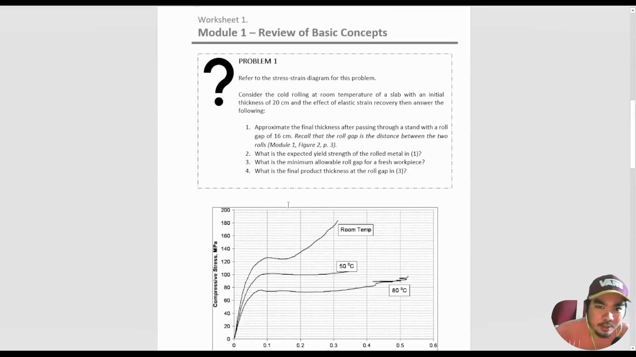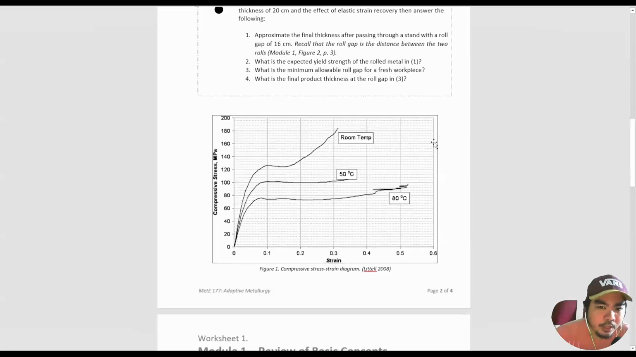So ito yung module 1. So ulitin ko lang, no. So ito yung problem natin. Meron daw tayong slab of metal that has an initial thickness of 20 centimeter. Tapos gusto natin sagutin tong questions na to knowing that we are doing it at room temperature, and kailangan natin i-consider yung elastic strain recovery, no. Okay? So meron tayong graph na binigay dito, and there are 3 graphs, no. Merong one that is done at pwede natin tawagin to as, ano bang term dito, warm working. Tapos itong isa is hot working, no. And this is yung cold working. Cold working usually pertains to when you're doing it at room temperature.